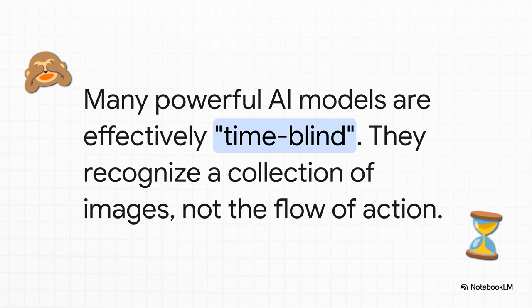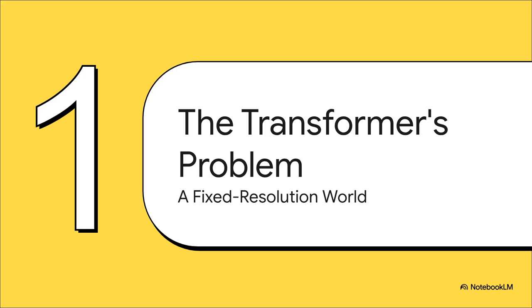Now, that tiny little drop in the old model, it actually reveals this massive weakness. A lot of today's most powerful AI models are, well, effectively time-blind. They're amazing at recognizing a pile of still images, but they can completely miss the flow of action, the very thing that makes a video a video. So why is this happening? To really get it, we've got to look under the hood at how these models are actually built.